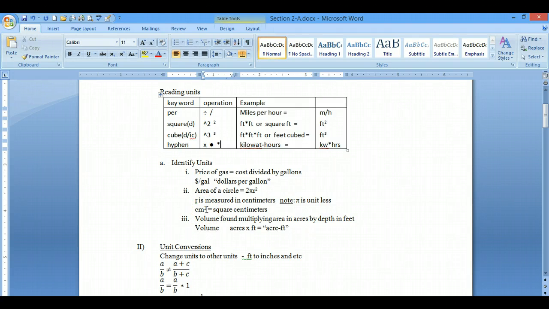Volume is found by multiplying, in this case, acres by a depth of feet. So I would have an acre foot. If I were doing this in just feet, I would have feet times feet for the acre times feet, and I would have it cubed. In this case, a foot acre or an acre foot would be, I have acres times feet.